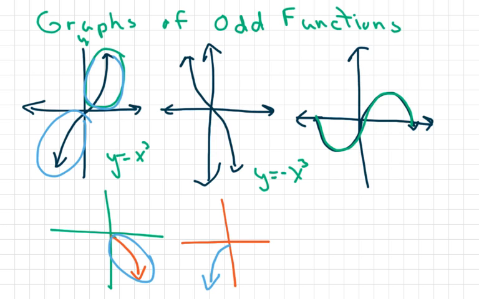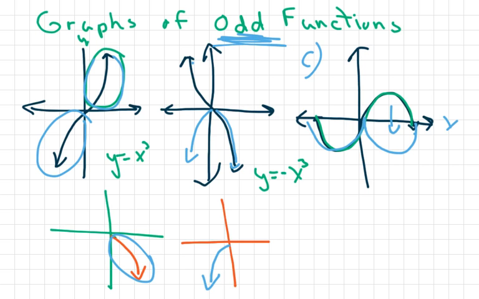Same thing here. I can reflect this down once, then I reflect it again, and I get down here. Same thing with this last one, we'll call C. I reflect it over the x, then I reflect it over the y. So that's a property of an odd function there.